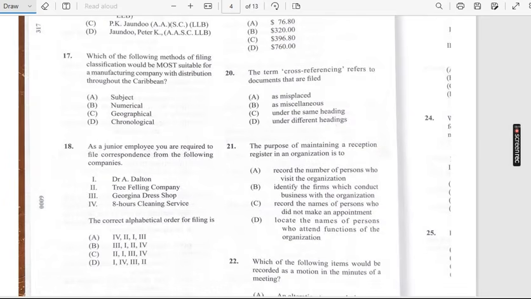Alright, number 17. Which of the following methods of filing classification would be more suitable for a manufacturing company with distribution throughout the Caribbean? Alright, so this is most suitable for a manufacturing company. For this one, it has to do with, let me see, numerical, chronological, geographical. It has to do with geographical, alright? Geographical.